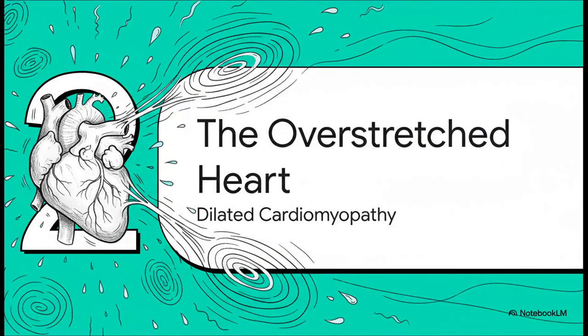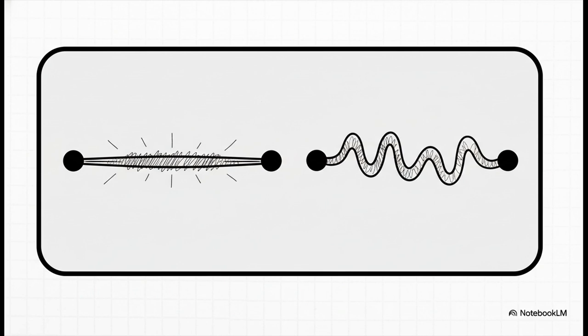All right, let's jump into the most common type. We're calling it the overstretched heart, but the official name is dilated cardiomyopathy. To get a handle on this one, I want you to picture a rubber band. If you stretch it out again and again and again, what happens? It gets all loose and floppy, right? It loses that snappy recoil. Well, that's a perfect way to think about what happens to the heart muscle in dilated cardiomyopathy.